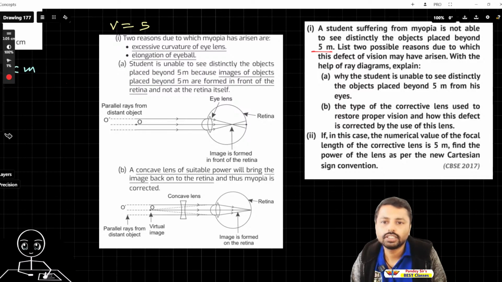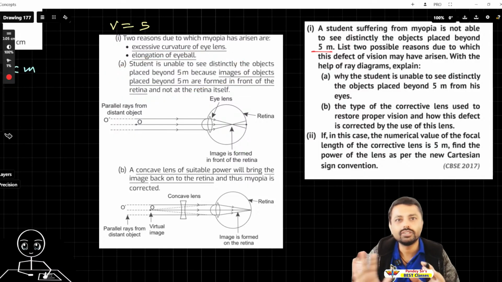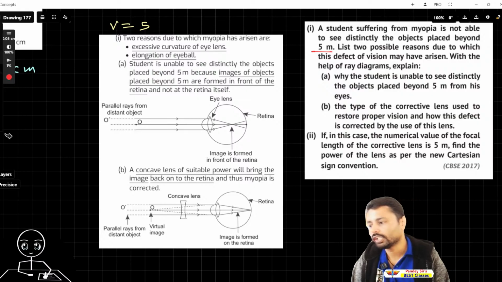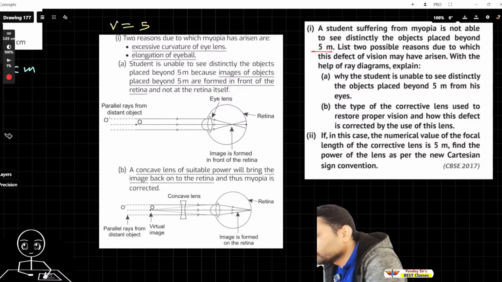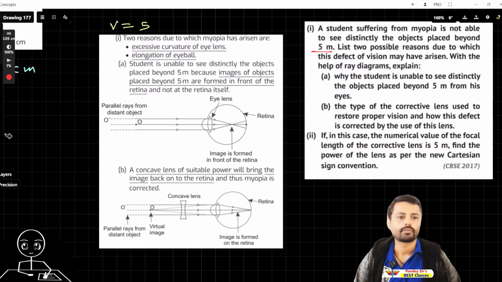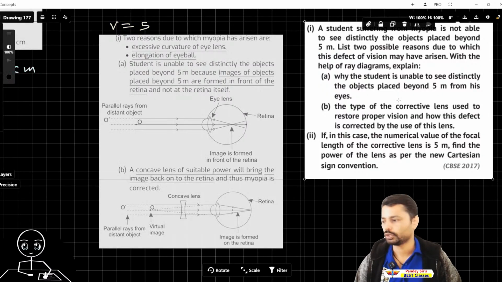This part I already said, excessive curvature and all this. This part you already know. So it looks hard, but it's very easy. Now the calculation part. Did you all understand it? If you still have difficulty, you can ask me. So let's do the calculation part for this question.